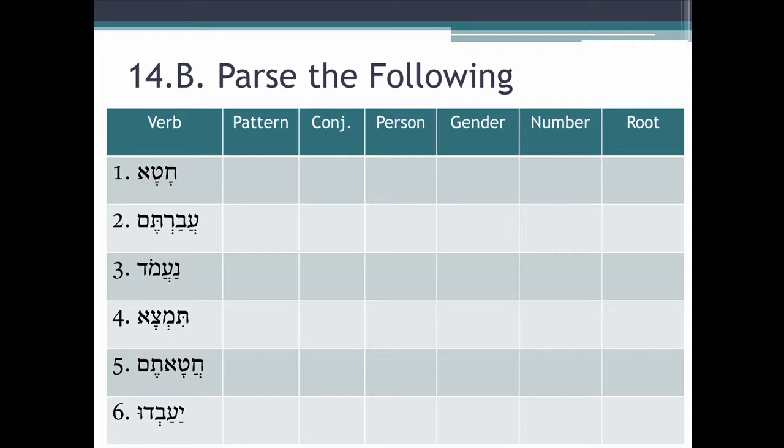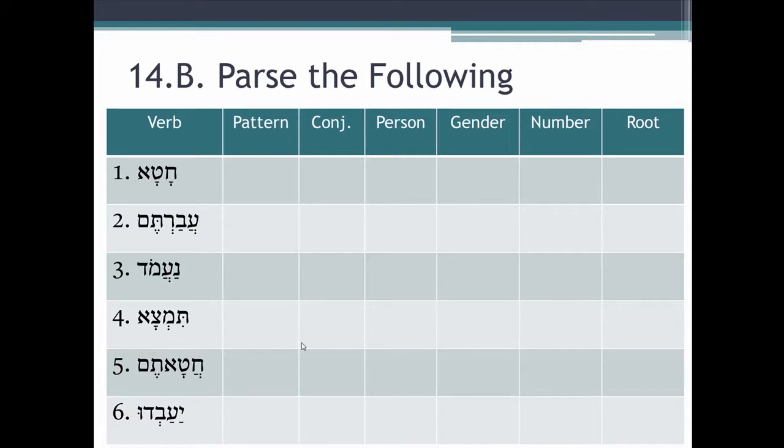Again, going by the rule of thumb that I gave you, when you see a verb form, the first thing you should ask yourself is, does it have a prefix? If it does, then it's part of the prefixed conjugation, the imperfect conjugation. If it does not, then it's part of the suffixed conjugation, the perfect. And of course, the stem or pattern that we've learned to this point is the Qal.